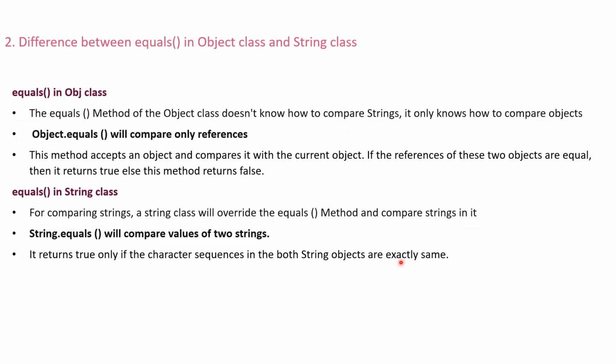For example, if string s1 and s2 are there and you want to compare them, then we will use the equals method in the String class. And when we don't know what the object exactly is, we'll go for the equals method in the Object class. So this is also one of the important interview questions.